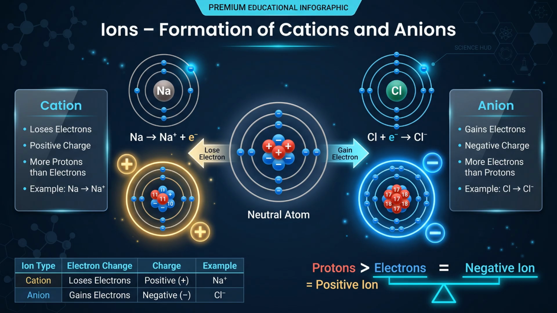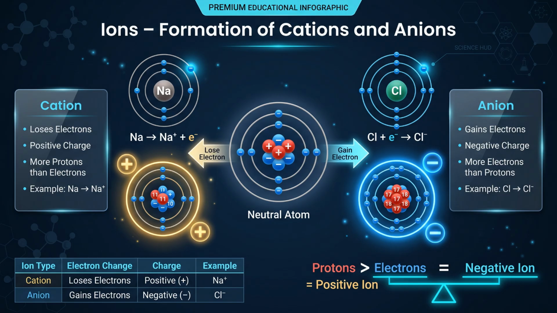A simple way to remember this concept is to think of electrons as objects that can be exchanged between atoms. If an atom gives away electrons, it becomes positive because it has more protons than electrons. If an atom accepts electrons, it becomes negative because it has more electrons than protons. The protons remain fixed inside the nucleus throughout the process. So, always remember these key rules.